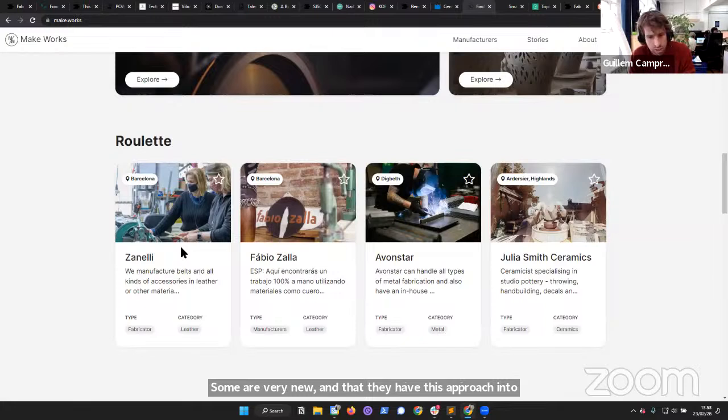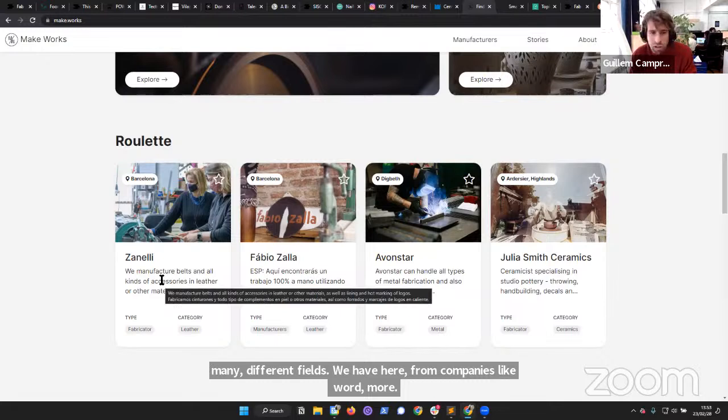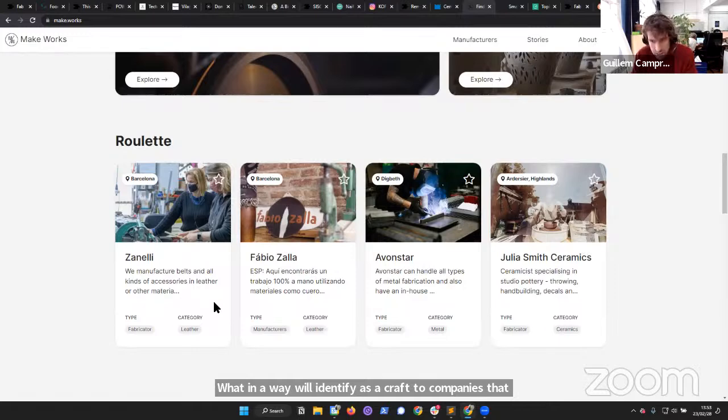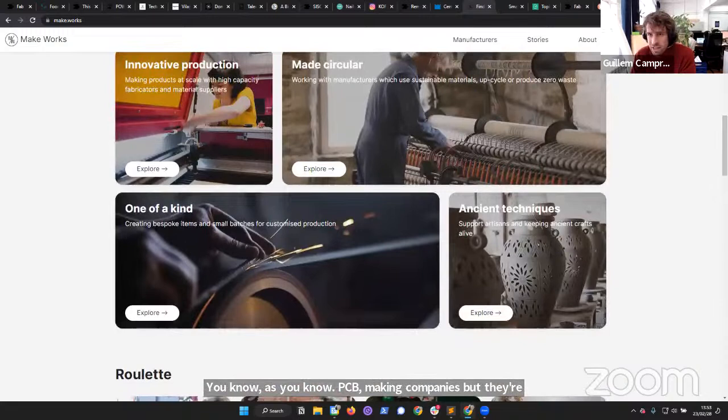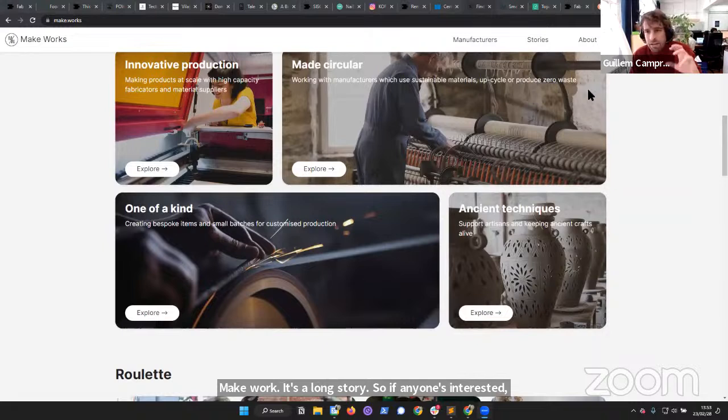We have here companies that work more in what we would identify as craft, to companies that work in what we would identify as high-tech business, such as PCB making companies, but they're all established in different regions. Makeworks is a long story, so if anyone's interested, we could talk about it more later on, but I think it's also a platform that shows clearly the importance of Fab Labs in establishing platforms that help Fab Cities to build and incubate projects.